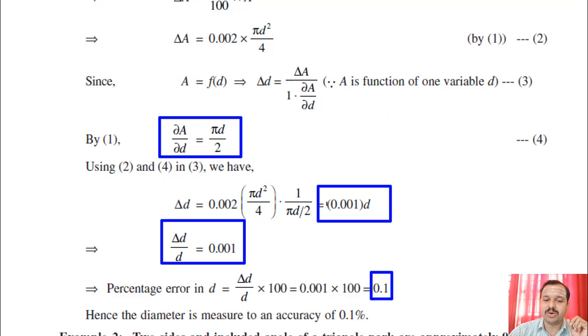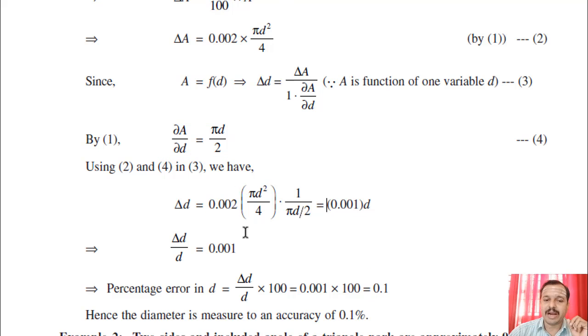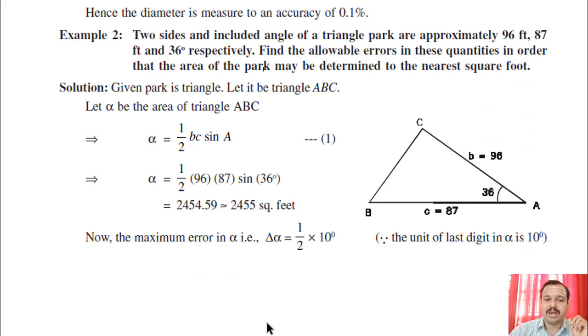Okay, now I will show you another example and I will explain how it can be solved. Now here is the question. Two sides and included angle. See, two sides have been given and this angle has been given of a triangular park. The park is triangle shaped, and the values are: two sides are 96 feet and 87 feet respectively, and the included angle, meaning the angle made by those two sides, is 36 degrees.